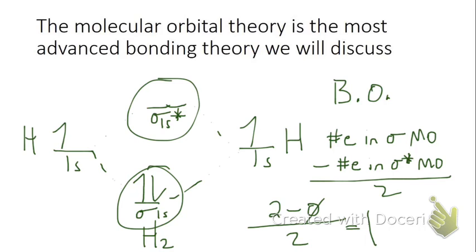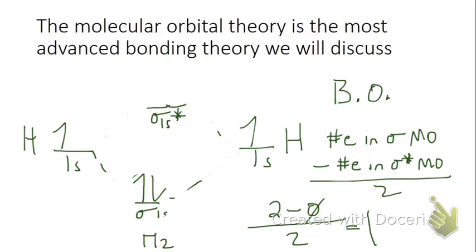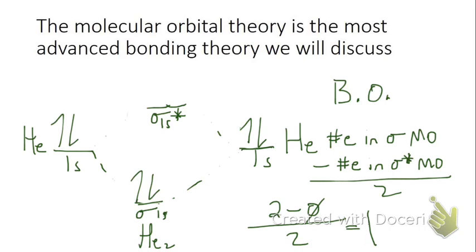So let's look at a different example. Again, it's all about predicting what will happen. So let's erase all this, because I'm going to look at a different compound and why it doesn't form. Let's look at He2. So why don't we get He2? Helium looks like this. Let's fill in, because we have 4 electrons total. So we put 2 in the bottom, and 2 in the antibonding.